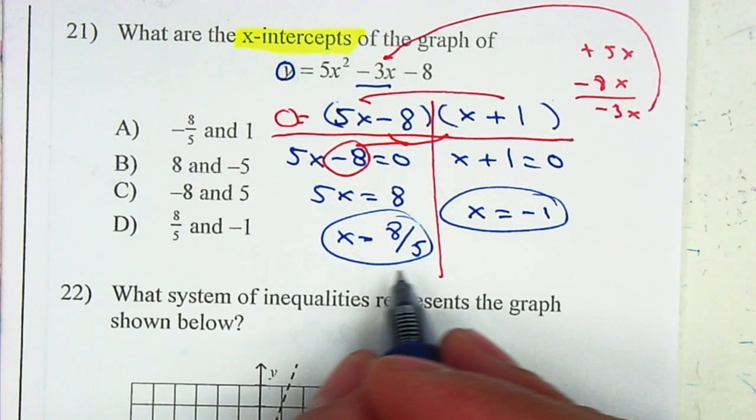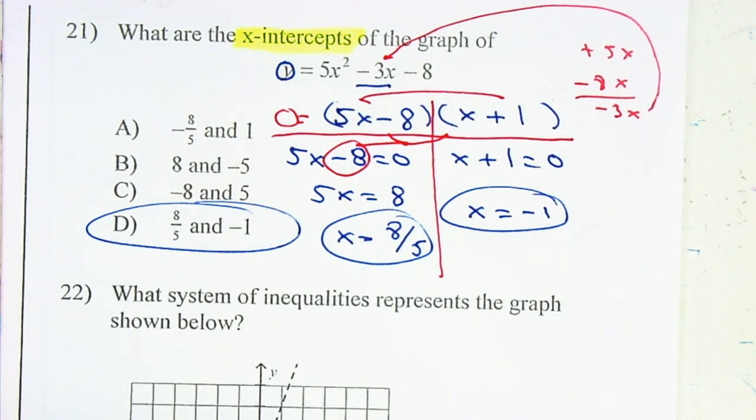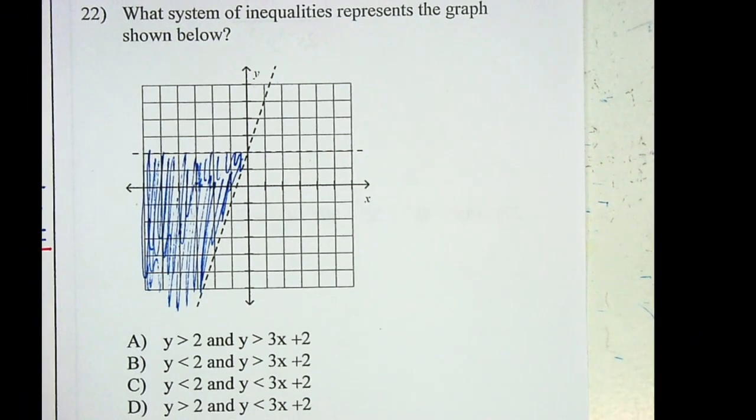Be very careful when you select the answer. Sometimes they look very similar, so your answer is letter D. Problem number 22. What system of inequalities represents the graph below?